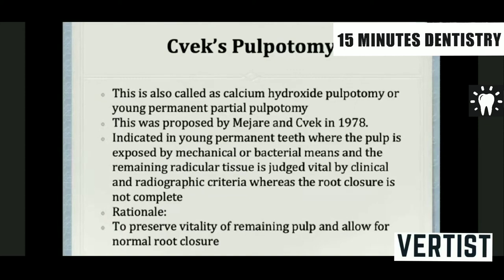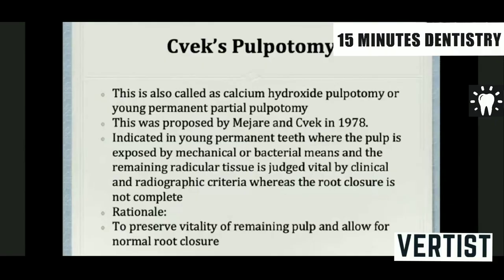This was proposed by Cvek in 1978, indicated in young permanent teeth where the pulp is exposed by mechanical or bacterial means, and the remaining radicular pulp is judged to be vital by clinical and radiographic criteria, whereas the root closure is not complete. That is, it is a young permanent tooth. The rationale is to preserve the vitality of the remaining pulp and allow the normal root closure to happen.